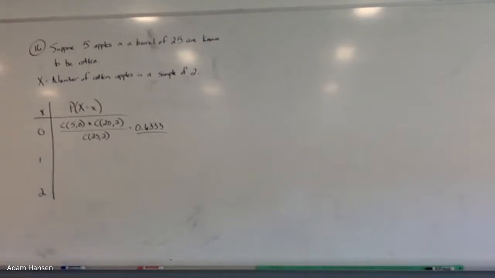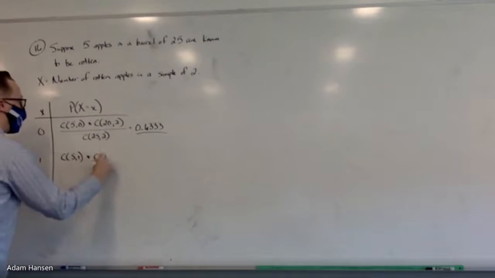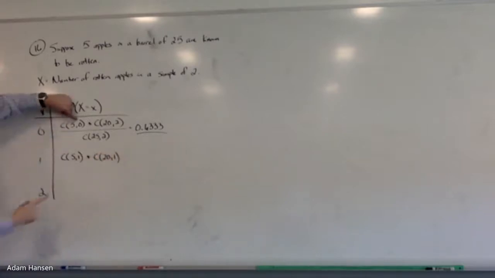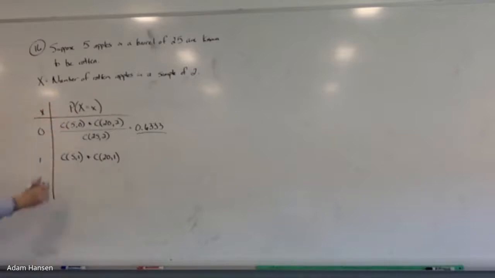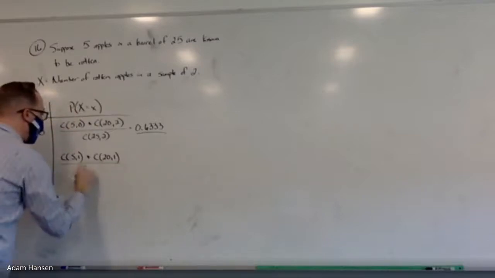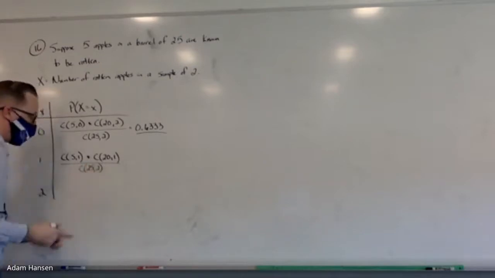I have 1 rotten apple. So instead of 5 choose 0 for no rotten apples, now it's 5 choose 1. That gets 1 of the 2 apples. What do I know about the other apple in my hand? One of them is rotten, the other is good. So instead of 20 choose 2, now it's 20 choose 1. Aren't I adding a rotten apple and taking away a good apple for every row I move down in the table? Yep. Out of the same combination, 25 choose 2 in general.